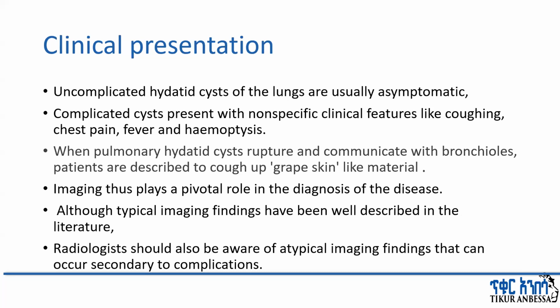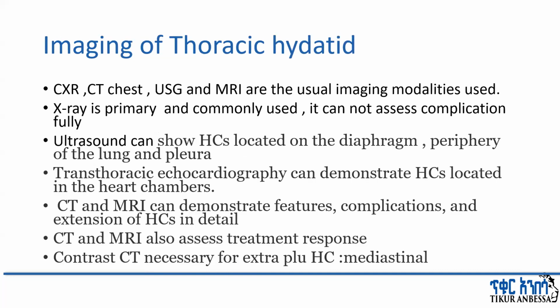Imaging thus plays a pivotal role in the diagnosis of the disease. Although typical imaging findings have been well described in the literature, the radiologist should also be aware of atypical imaging findings that can occur secondary to complications. Imaging of thoracic hydatid: chest X-ray, chest CT, ultrasound, and MRI are the usual imaging modalities used. X-ray is primary and commonly used. It cannot assess complications fully, so you need the other modalities.